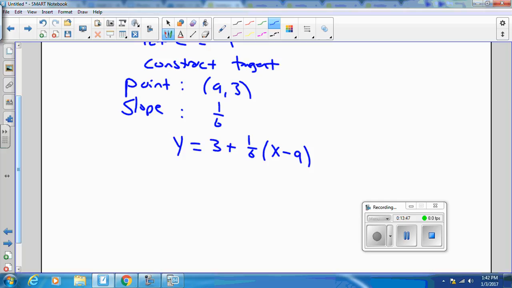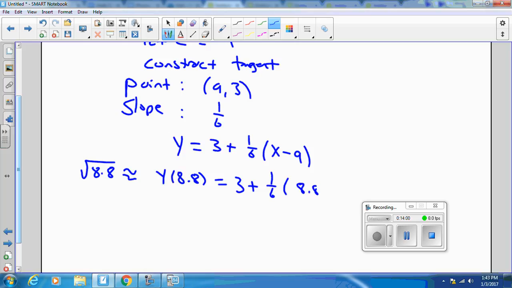Everybody good with that? And now, we can say that the square root of 8.8 is approximately equal to y of 8.8. This is a good way to write that, which is 3 plus 1/6 of negative 0.2, which is going to be 3 minus 0.0333, or 2.9667.